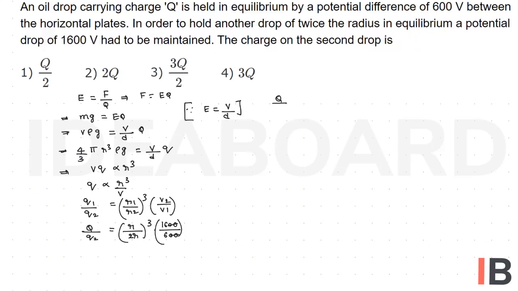This is capital Q by small q2, which is equal to, R and R also cancel, 1 by 2 cube, 1 by 8, into 16 by 6. 8 ones are 8, 2 twos, 2 ones, 2 threes. So capital Q by small q2 is equal to 1 by 3, so q2 is equal to 3Q. Thereby the fourth option is the right option.